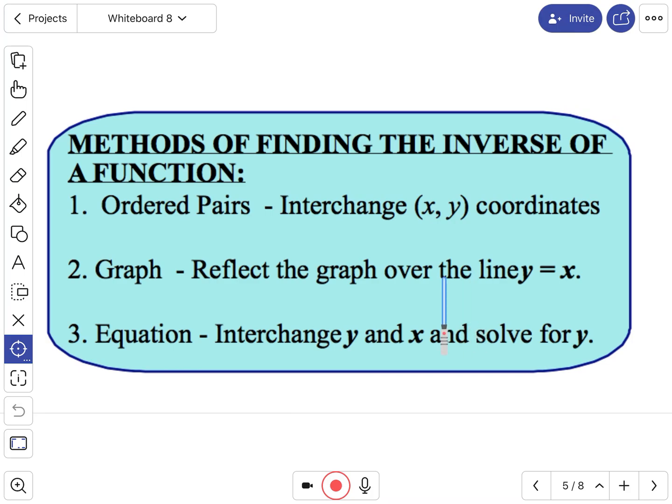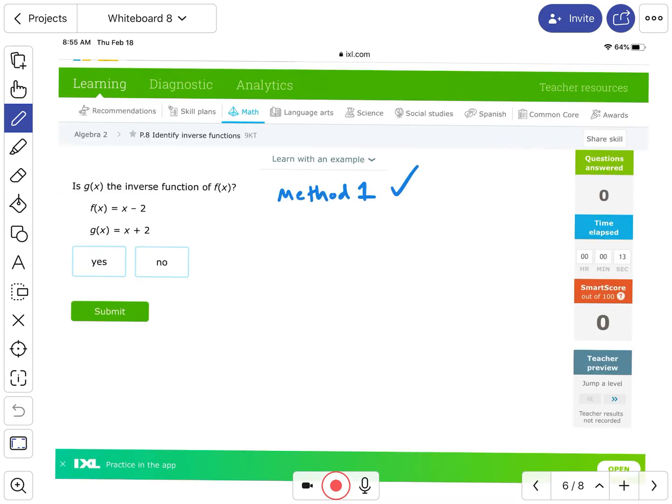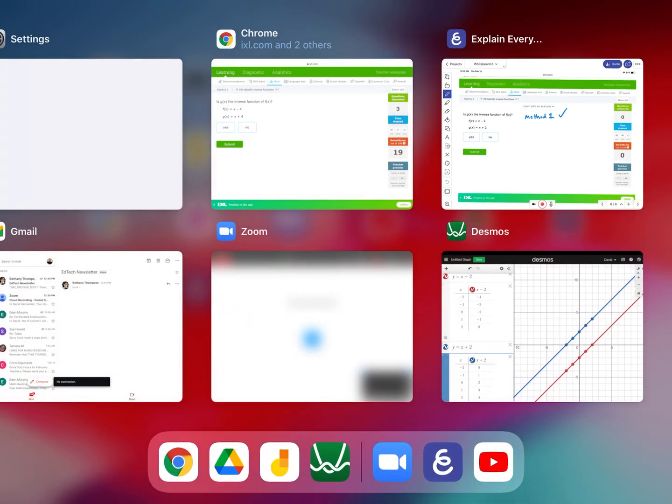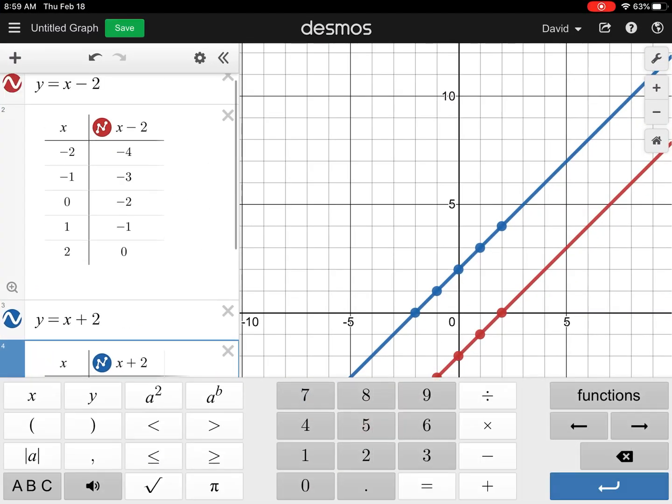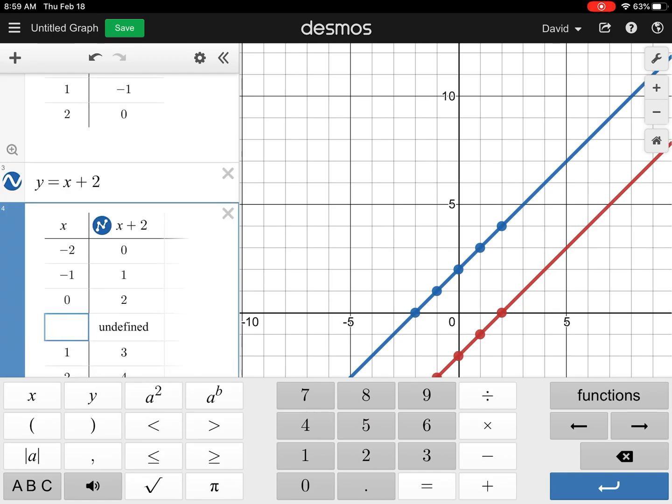Reflect over the line y equals x. So this is our line of symmetry, right? So let's see. If I graph y equals x, I'll have a better idea.